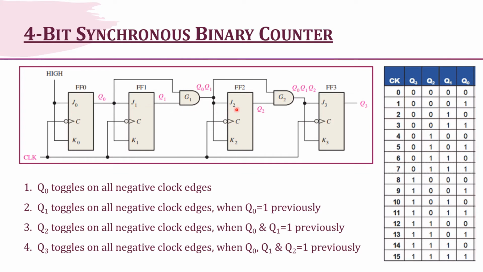Then what about the case of F2? F2 will toggle when both Q0 and Q1 are equal to 1 previously. So when both Q0 and Q1 are equal to 1 previously, F2 will toggle. What about the case of F3? F3 will toggle on all negative edges when Q0, Q1 and Q2 are equal to 1 previously. So when Q0, Q1 and Q2 are equal to 1 previously, this F3 toggles its state. So this is the state table.